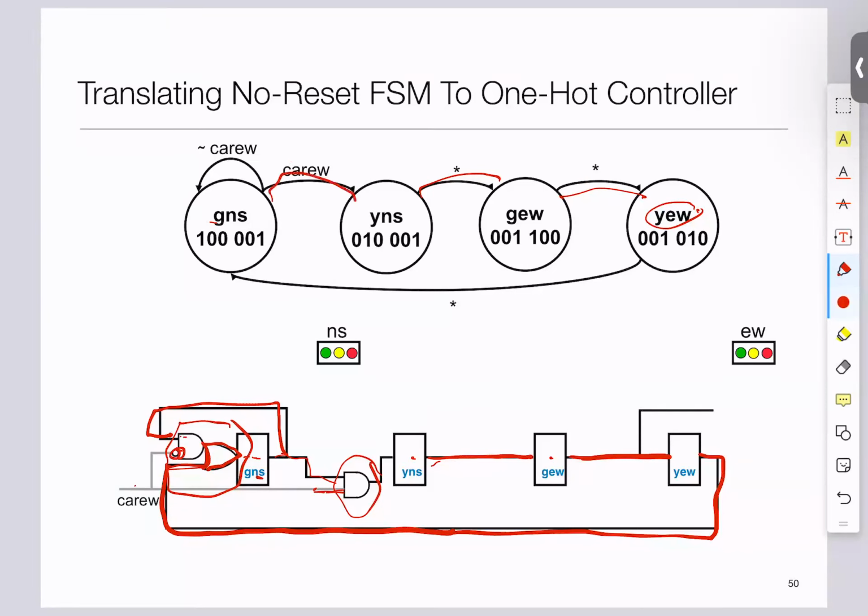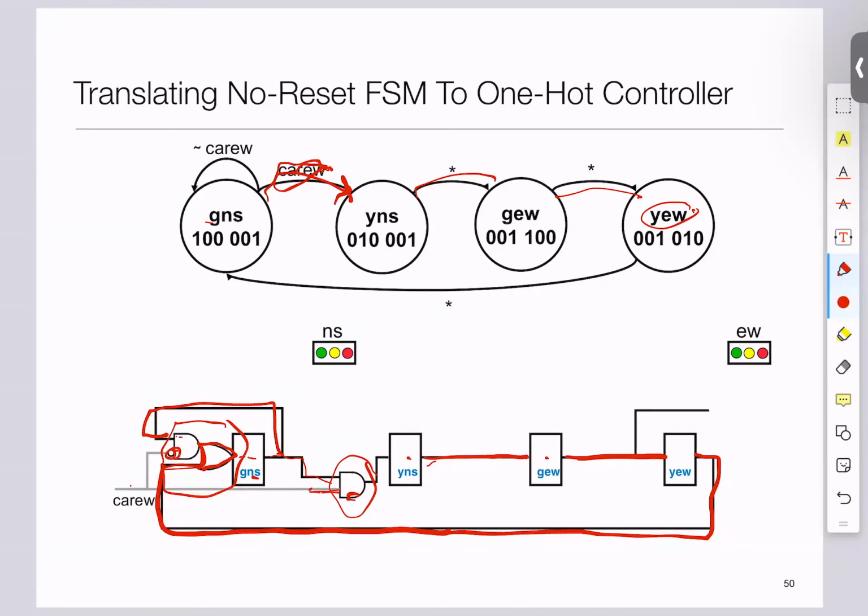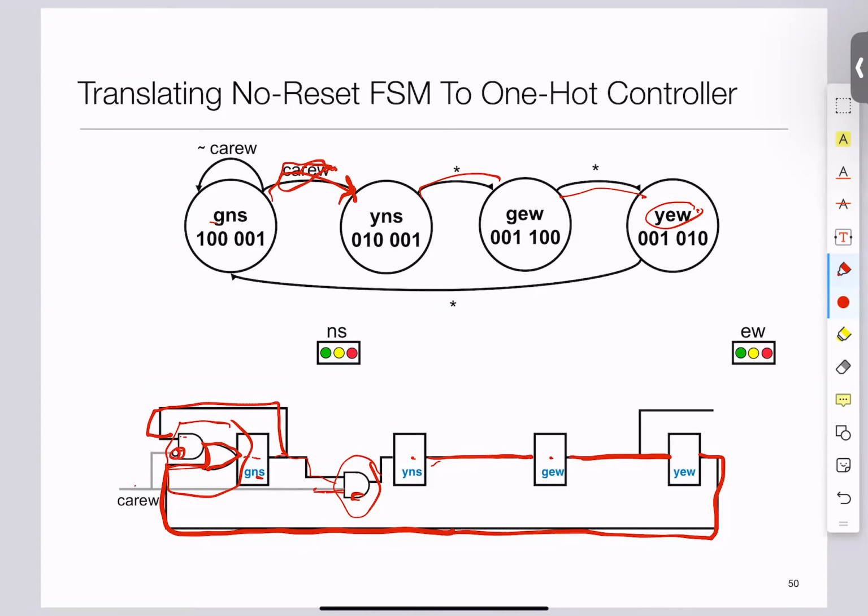So this edge out here has a condition on it. So that's why I have an AND gate. I'm basically saying move to YNS if GNS is true and car east west is true. Okay, and so on and so forth. So make sure you see why each connection in this logic was justified. But the claim I'm making is that looking at this diagram, you should be able to draw this kind of a circuit in one hot coding.